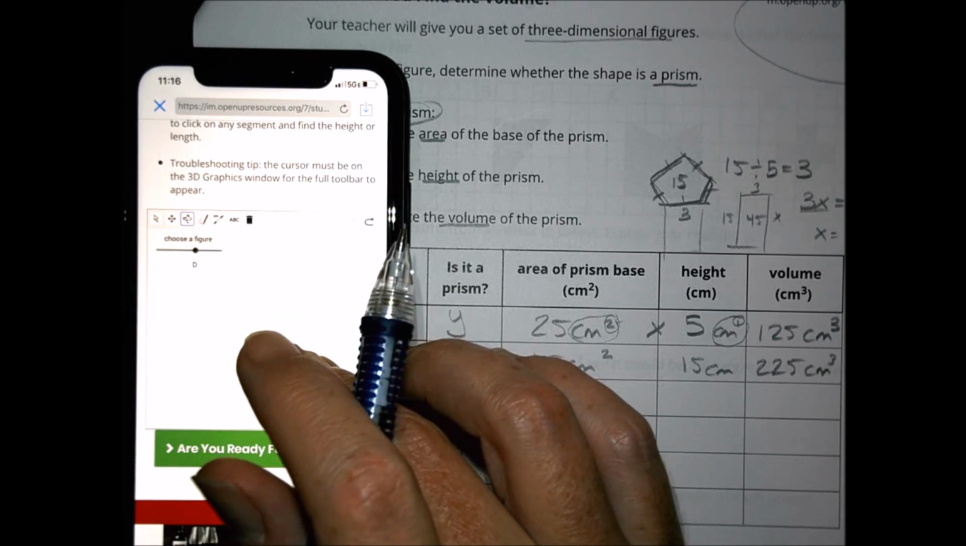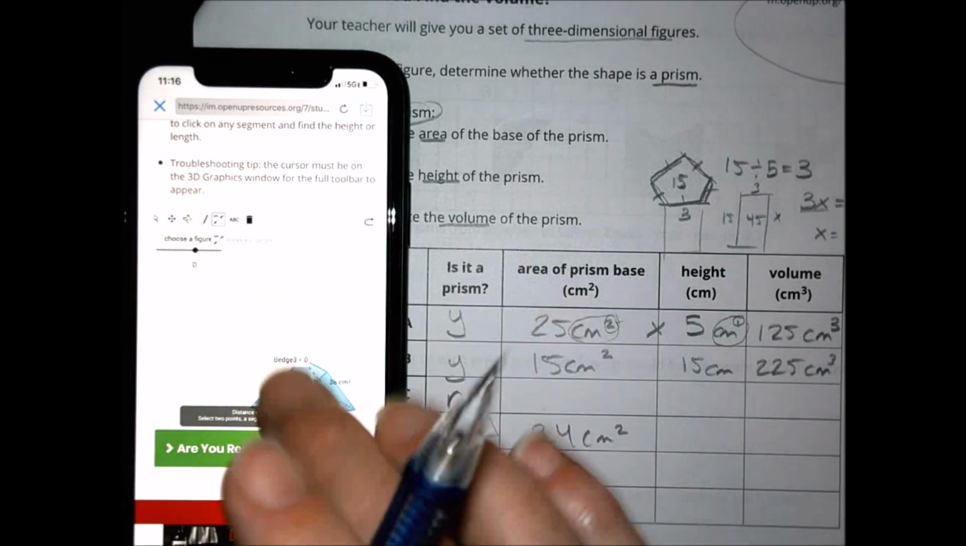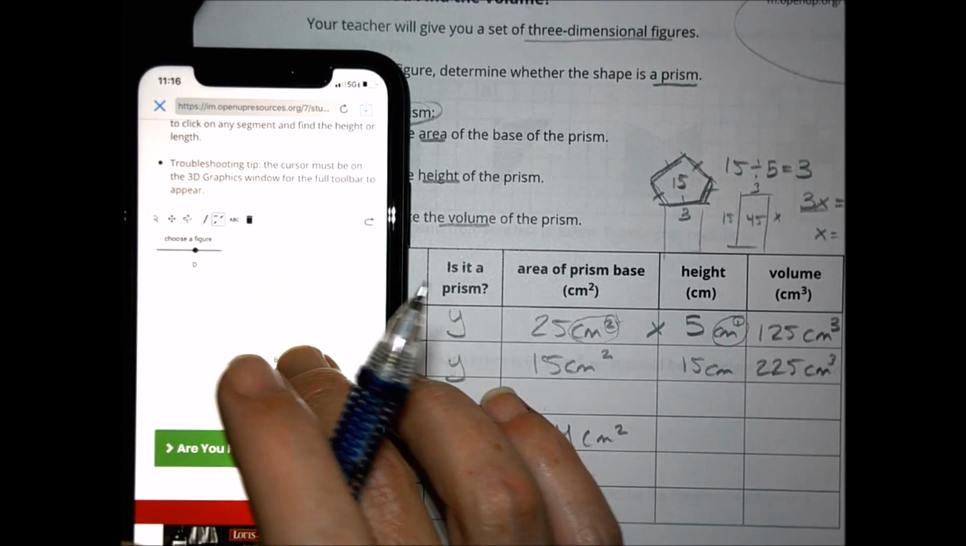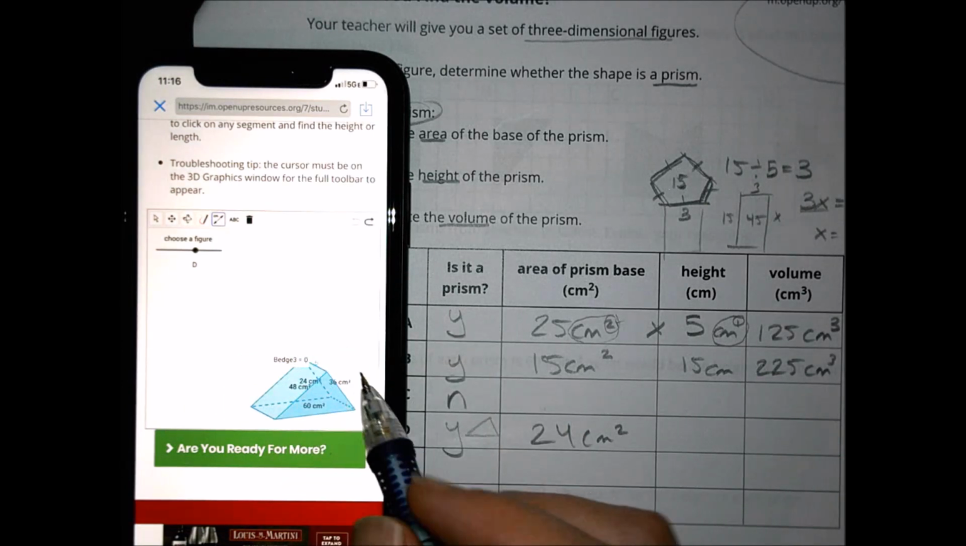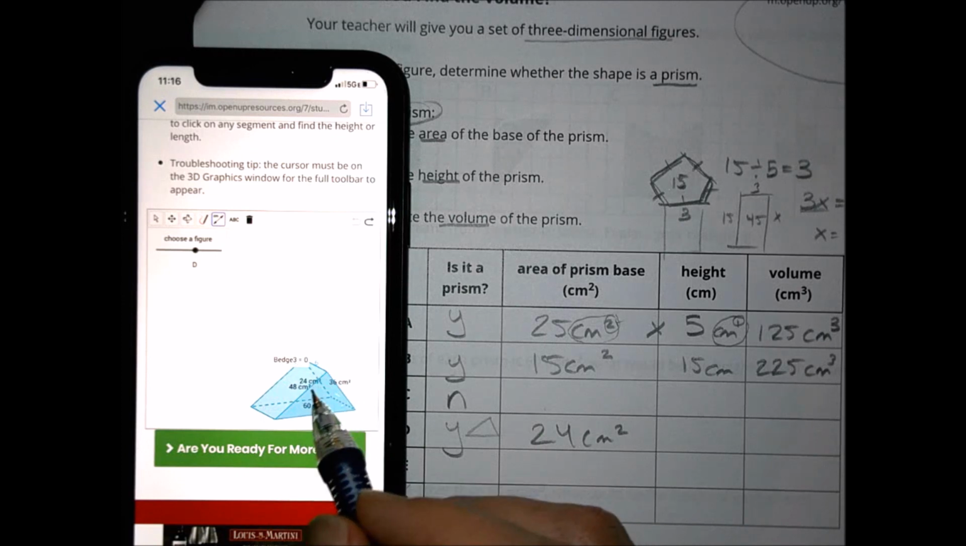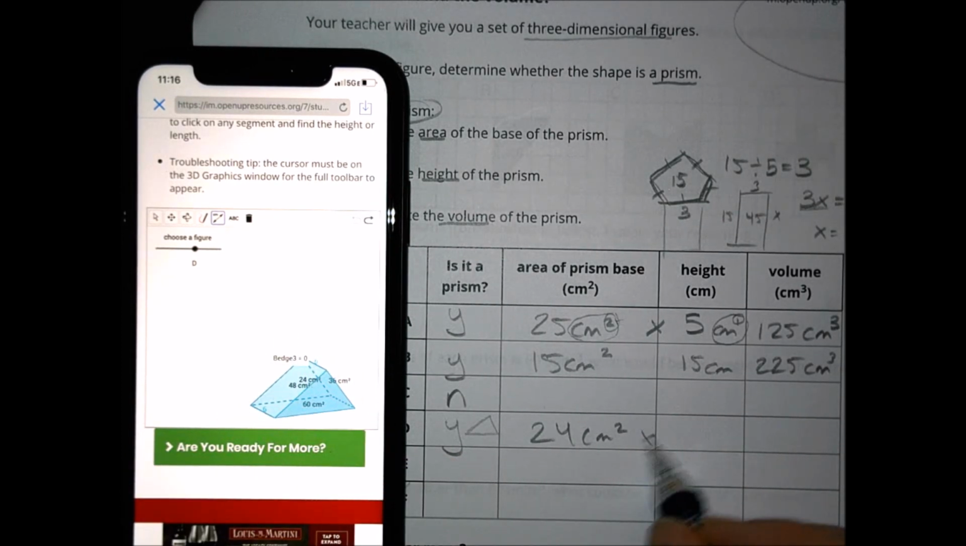Okay, so can I move this? Maybe. Okay, so I'm going to get my measurement tool here, and let's get a length. It says that my height right here is going to be 6. So from here to here is 6. I can also drop it right there if you wanted to see it's a 6. So 24 times 6 centimeters is my height, and 24 times 6 is 144 centimeters cubed. Okay, cool. Let's try E.